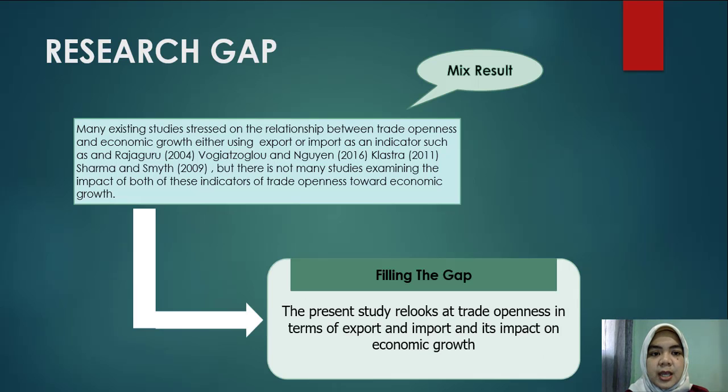Okay, for the research gap, this paper shows that this topic has mixed results from the previous literature. So to fill the gap, it will look again at trade openness in terms of export and import and their implication for economic growth. For this paper, export and import are combined as the indicator of trade openness in relation to economic growth.